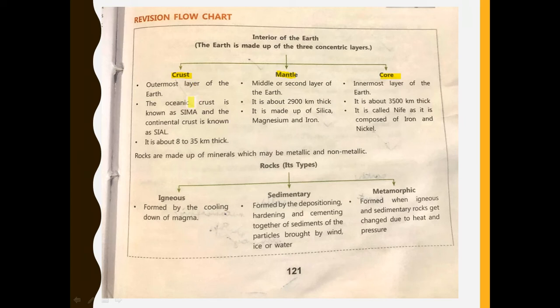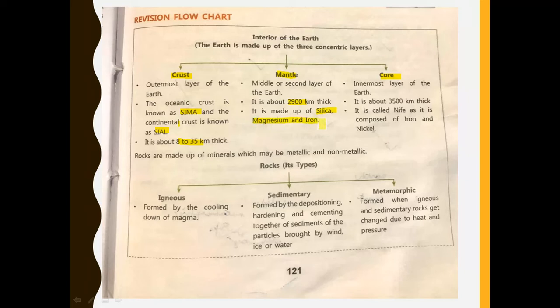There is oceanic crust, which I told you is Sima, and then the continental crust, which is Sial. It is 8 to 35 kilometers thick, right? Then we did mantle. Mantle is the second layer. It is about 29 kilometers thick. It consists of three things: silica, then iron or magnesium, and silica.